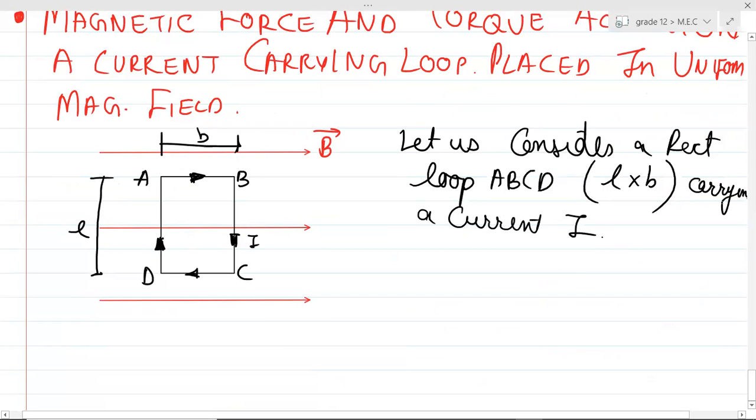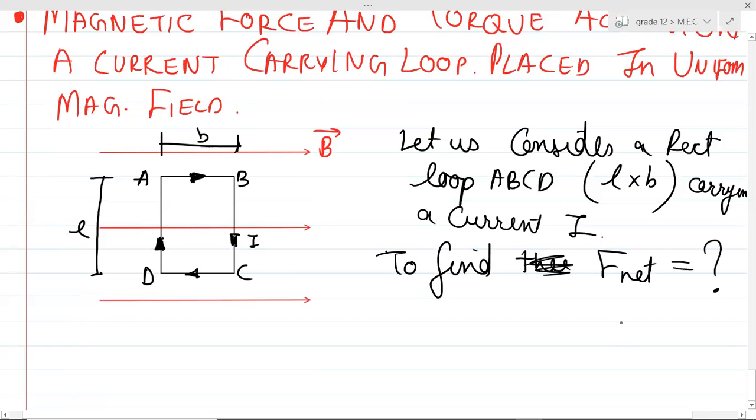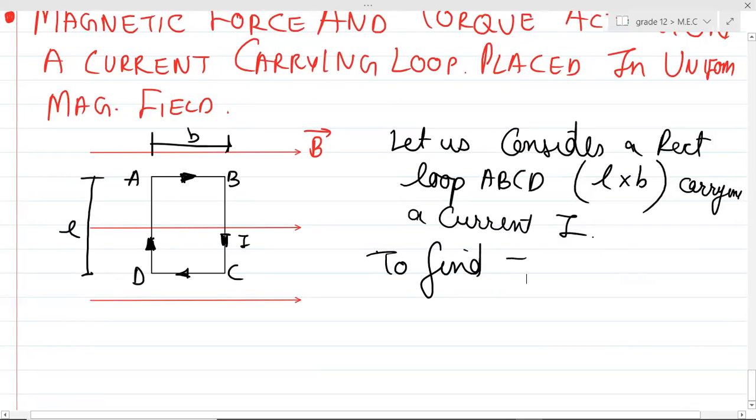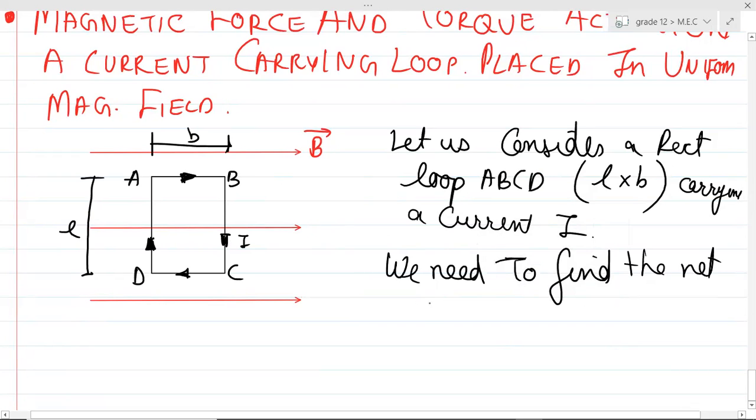So let us consider a rectangular loop carrying a current I. Now, we need to find the net force on the whole loop. So I'll write it in words: the net force acting on the loop.